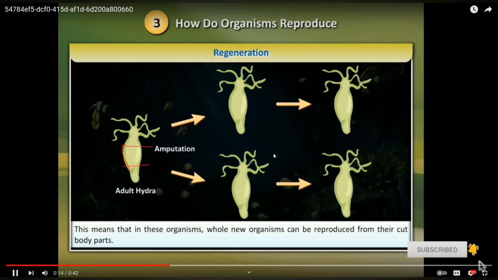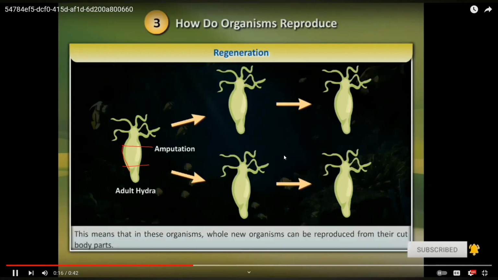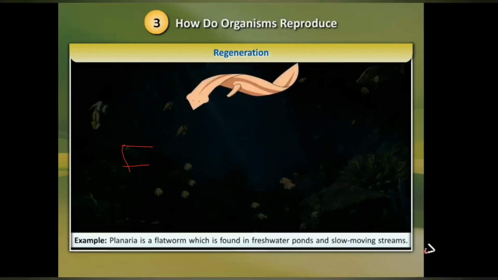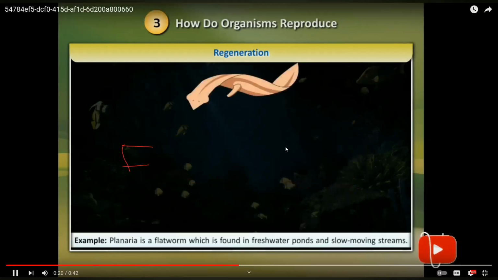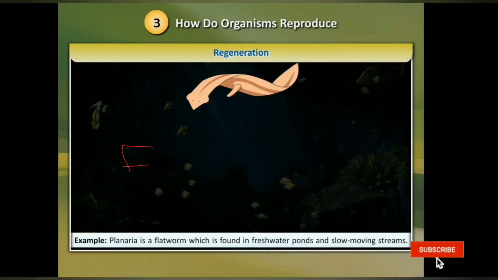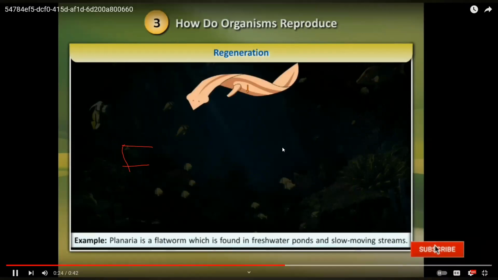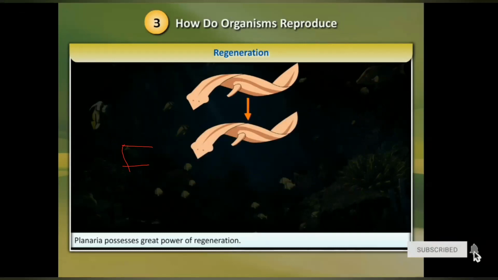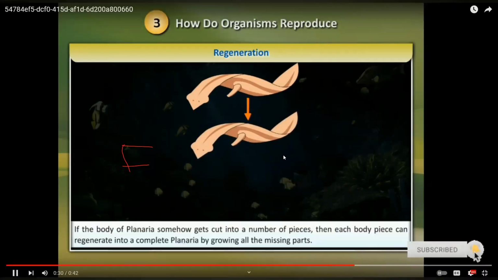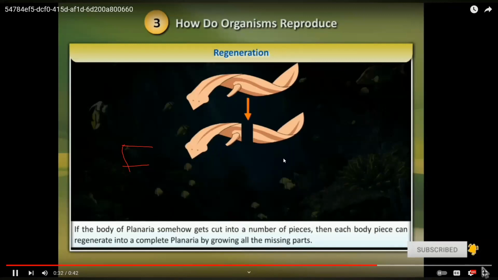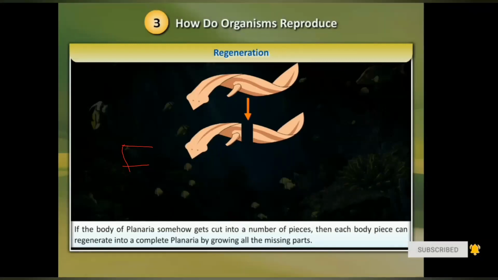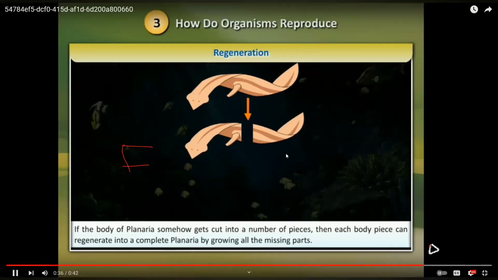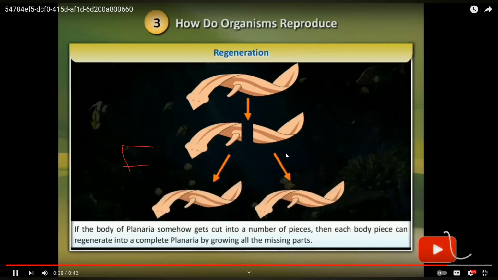From their cut body parts. For example, planaria is a flatworm which is found in freshwater ponds and slow-moving streams. Planaria possesses great power of regeneration. If the body of planaria somehow gets cut into a number of pieces, then each body part can regenerate into a complete planaria.